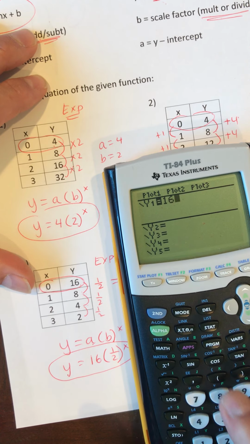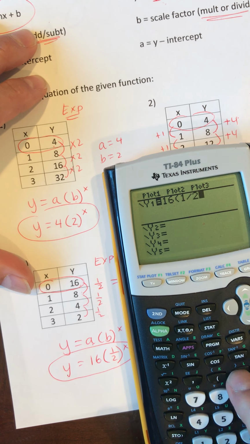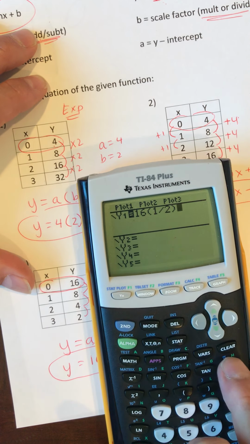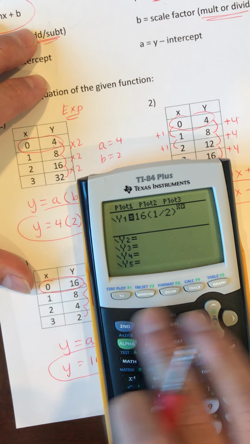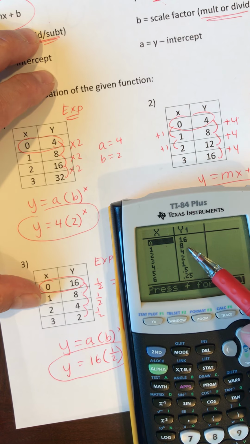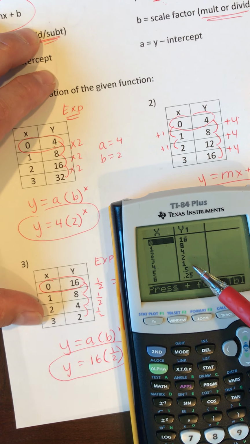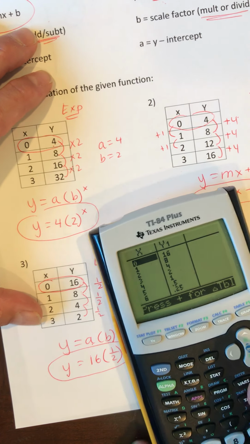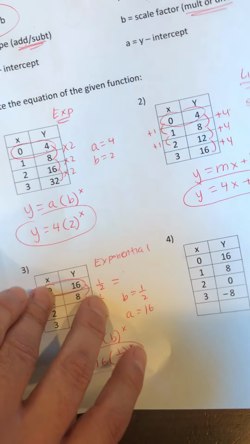And I'm going to put it in just to be sure. 16 times 1/2, exponent x. I'm going to go to my table. And it matches. 0, 16, 1, 8, 2, 4, 3, 2. I'm going to do one more example and then have you practice.